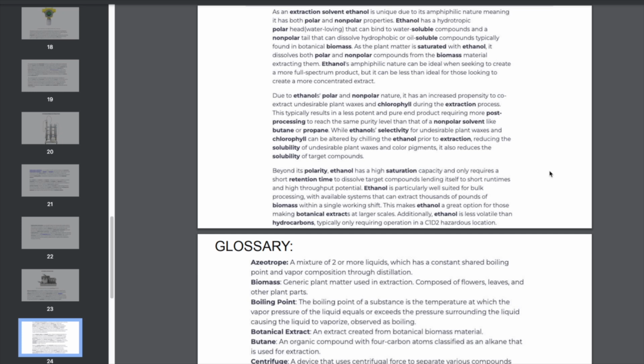RSO, for example, has extreme medicinal benefits. This is proven. You cannot advocate against this at all anymore, right? Ethanol would be the solvent of choice.